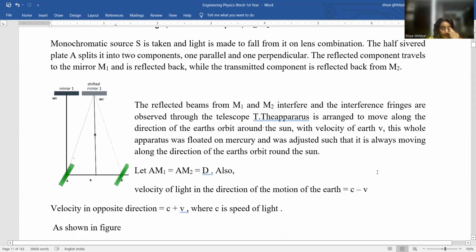Now, what happens? We will further draw the ray diagram because we have to derive an expression for fringe width. Our target is deriving an expression for fringe width. So what do I do? I just take the triangle part of the experiment so that I can apply some formula. Let me first explain this diagram to you. What is happening in this diagram?